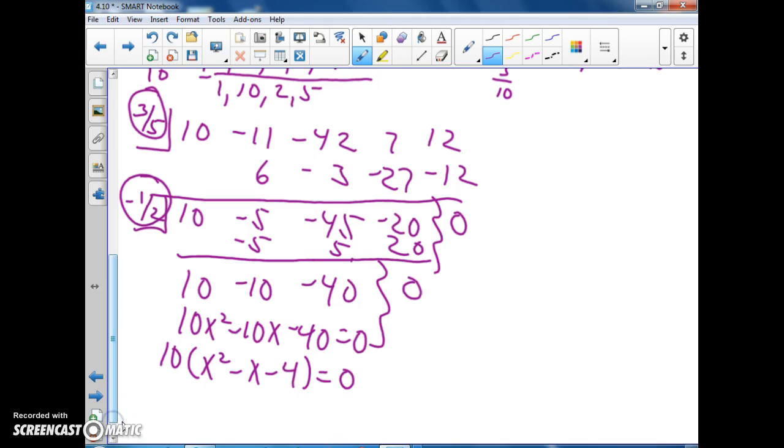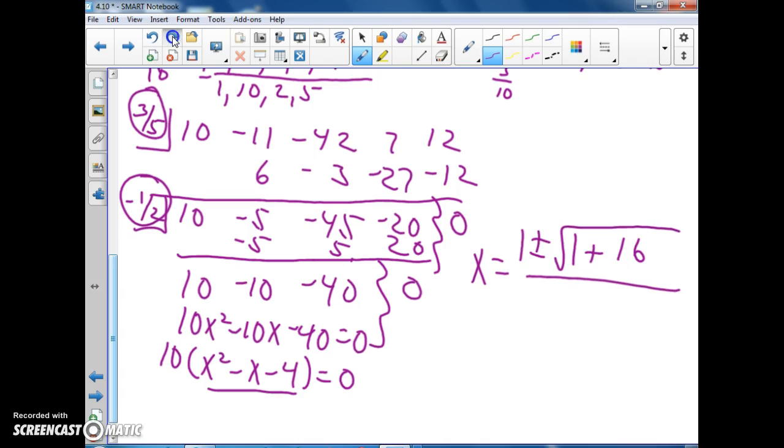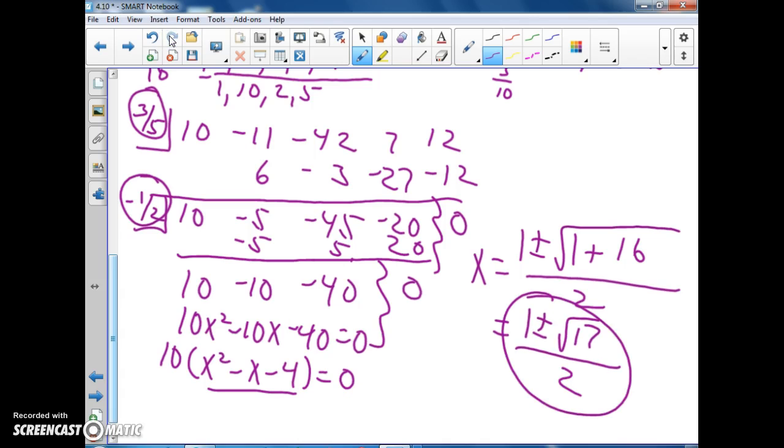What two numbers? Since you can't factor this, I'm going to use the quadratic formula to solve it, right? And that's what you're going to see happen. So here you go. Here's the quadratic formula being used. And there's what you get, the other two zeros right there.